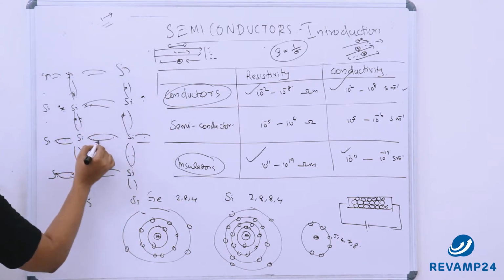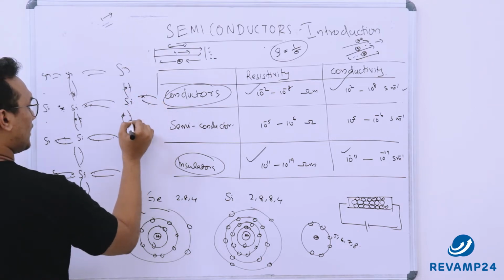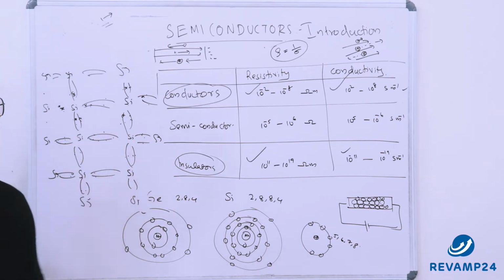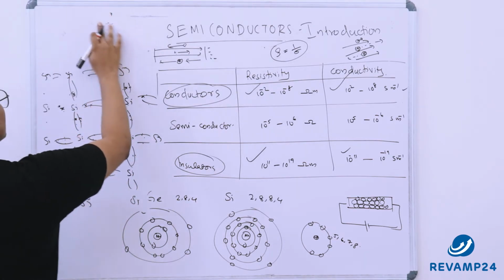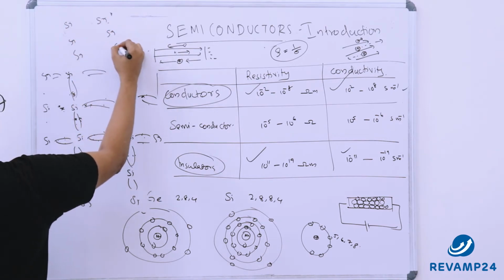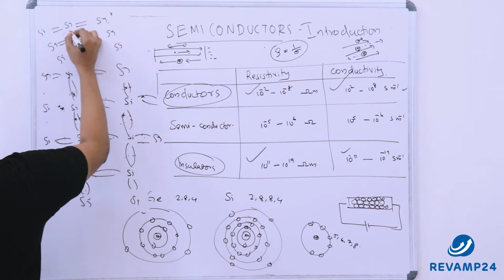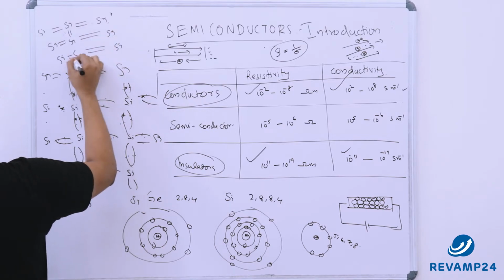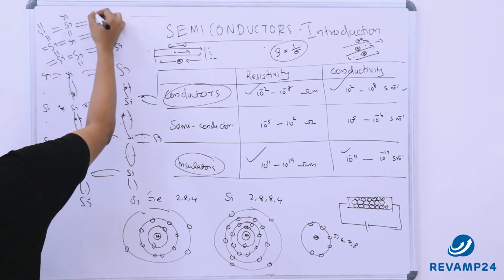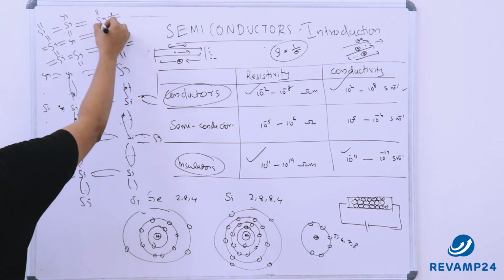See, 1, 2, 3, 4, 5, 6, 7, 8 for this silicon. Now for this silicon 1, 2, 3, 4, 5, 6, 7, 8. Now this silicon 1, 2, 3, 4, 5, 6, 7, 8. Now every silicon, this would be the structure of a silicon crystal. Silicon or germanium, if it has a valency of 4, it will make bonds with the nearby atoms. So these are covalent bonds.